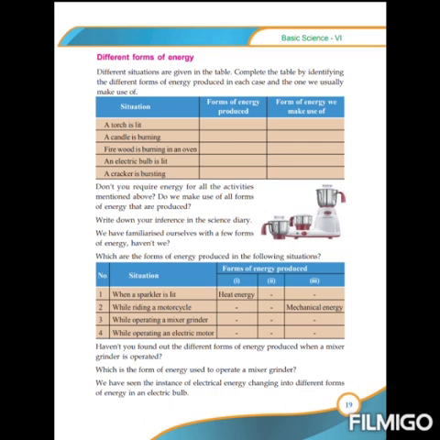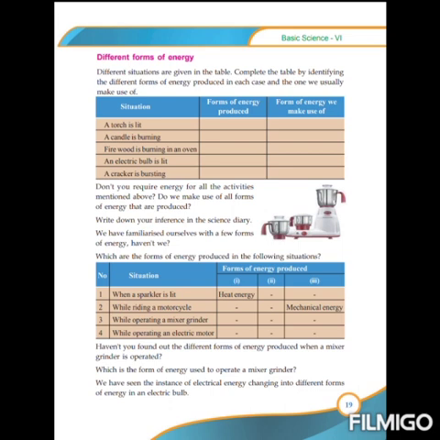Now, we have familiarized ourselves with a few forms of energy, haven't we? Which are the forms of energy produced in the following situations? So here another box is given. In this box also a situation is given and we have to write the forms of energy produced. The first one is when a sparkler is lit. The first form is heat energy. Next one will be light energy. And write the third form of energy.